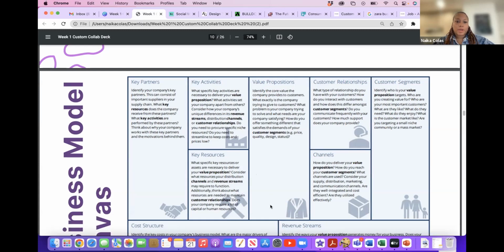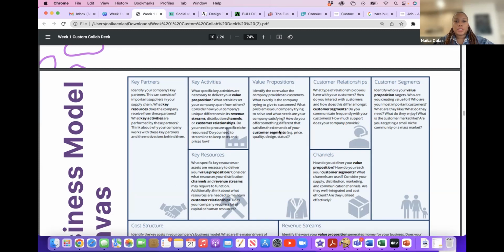And does your company require a lot of capital or human resources? For a fashion brand, I would say we require both, right? But if you're starting out, you may require a lot more capital so that you can get to the human resources where you have seamstresses working for you, someone in-house doing the marketing, and all of that.